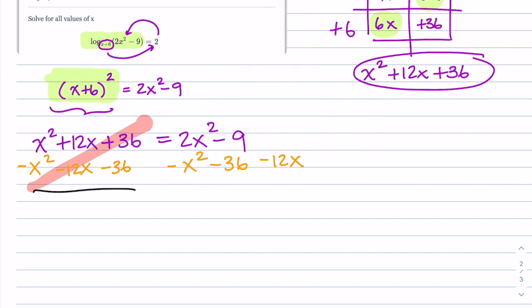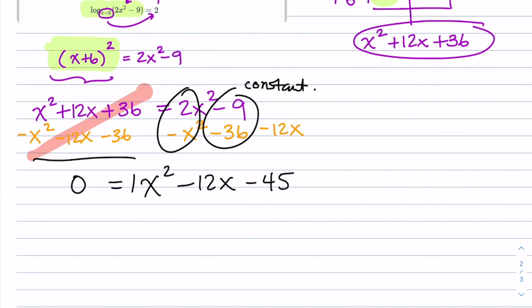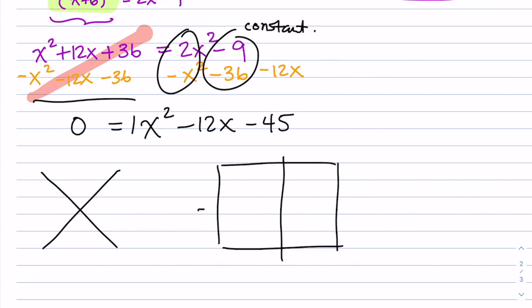So this will be 0 is equal to x squared, 1x squared. This would be negative 45. Notice I'm putting it at the end because those are constants, right? They have no variable. And I'm putting the negative 12x there. Now we are in a position to factor. So I'm going to put an x in a box. So I'll identify my A, my B, my C.